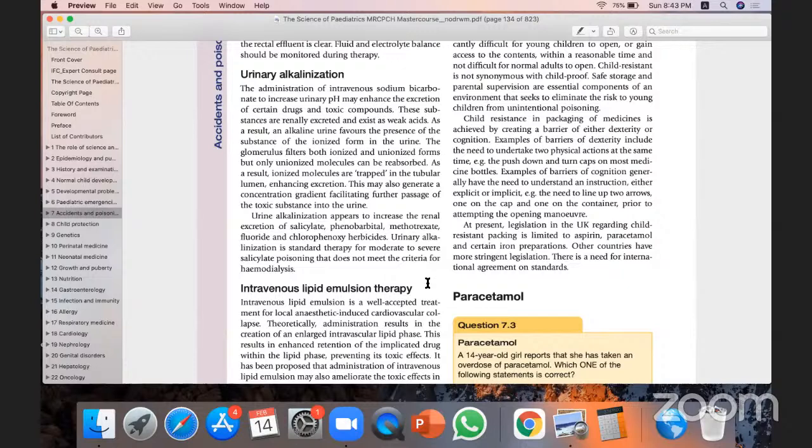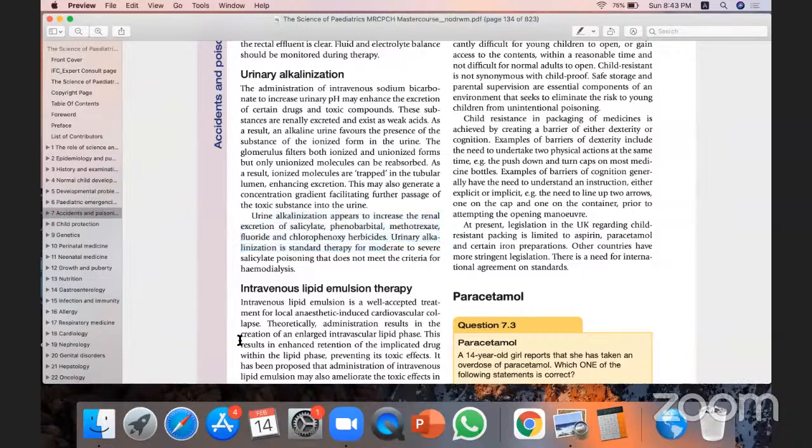We give sodium bicarb with forced diuresis to enhance the excretion of the drug, because these drugs are usually acidic. Salicylate, phenobarbital, methotrexate, chemotherapeutics are the acidic drugs, and salicylate is the main one. Aspirin is an over-the-counter drug present in almost every home, so the chance of poisoning is more. So we use urinary alkalinization.